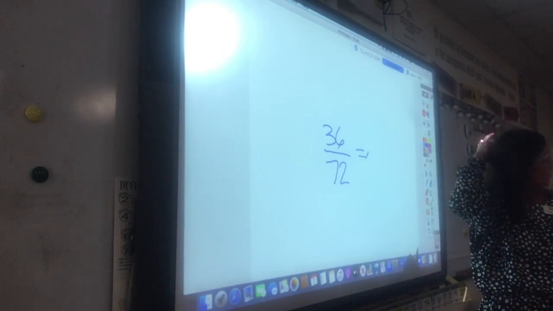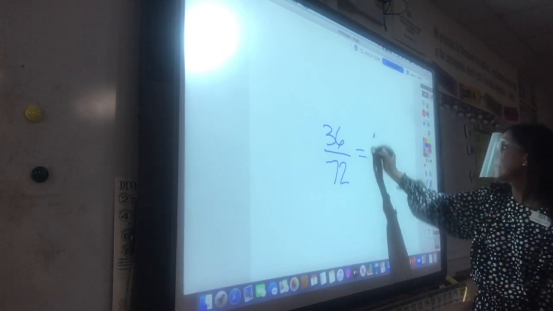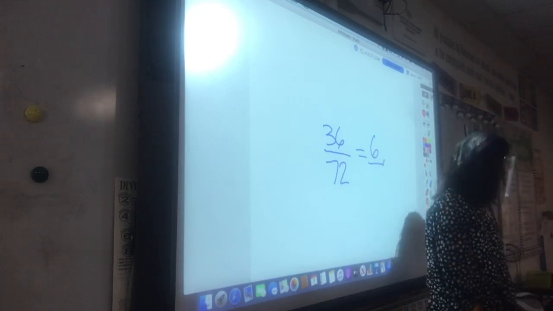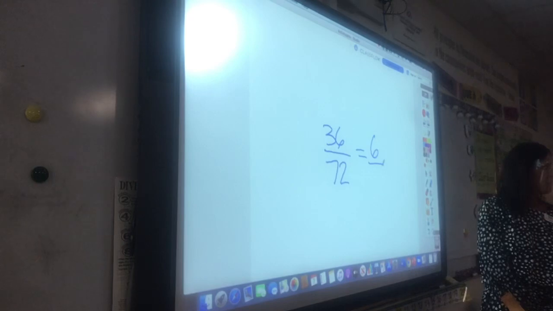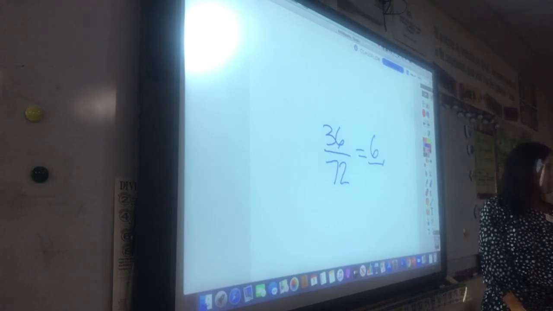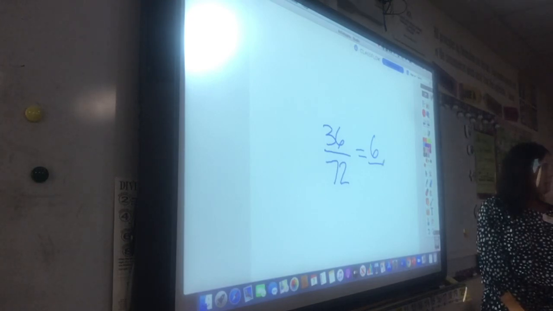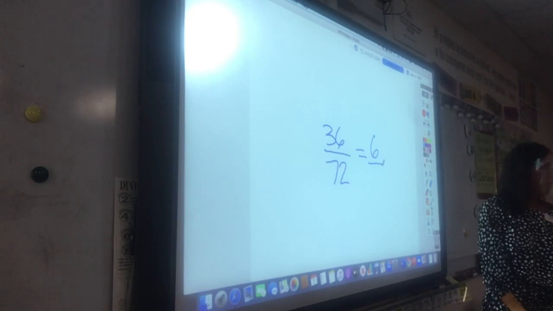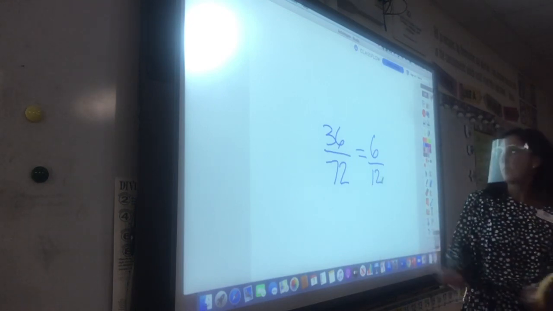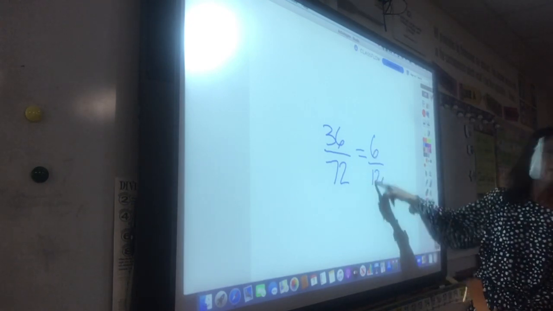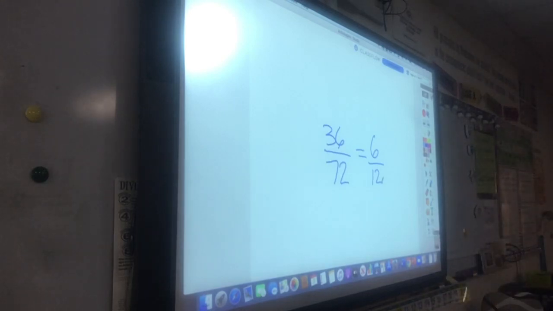You get 6. Okay, and then what do you get if you do 72 divided by 6? 12. Close, 12. Got it. Okay, you also might have thought 9, okay? That would work too, but look what happened. We're not in simplest form yet, so we gotta go again.